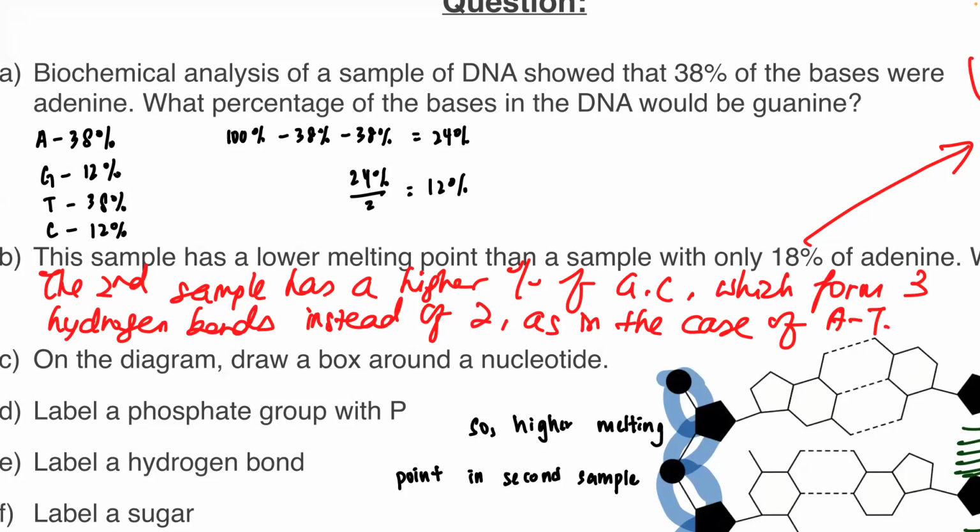Higher percentage of GC has more hydrogen bonds, so is it the lower melting point? No. The second sample has a higher melting point.